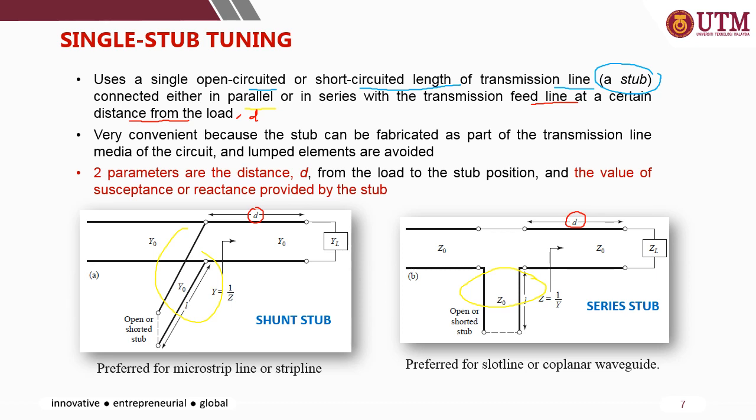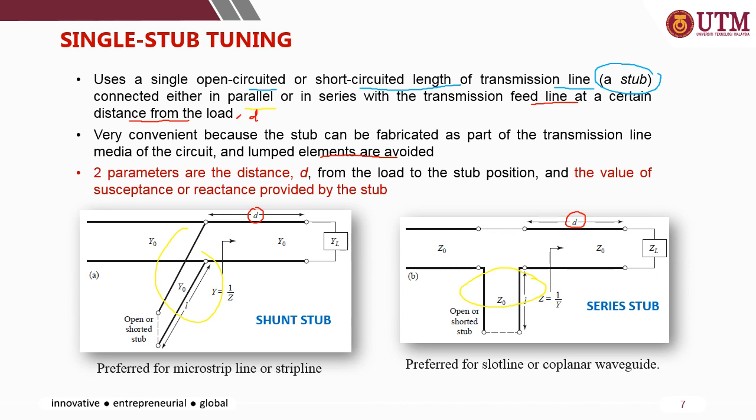Okay, stub is convenient to use and it can be easily fabricated compared to lumped element. With lumped element, you need to deal with the circuit, so it will be more complicated compared to the stub element. Right, so two main parameters need to be considered in a single-stub tuning network.